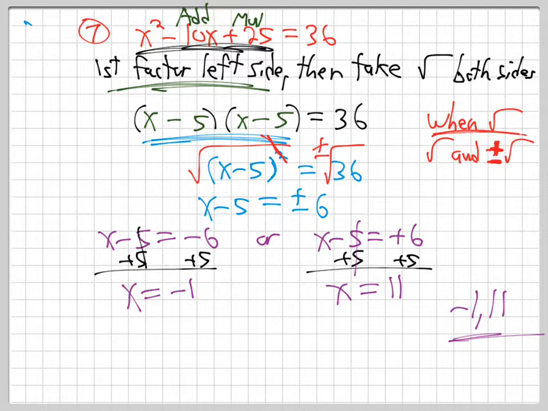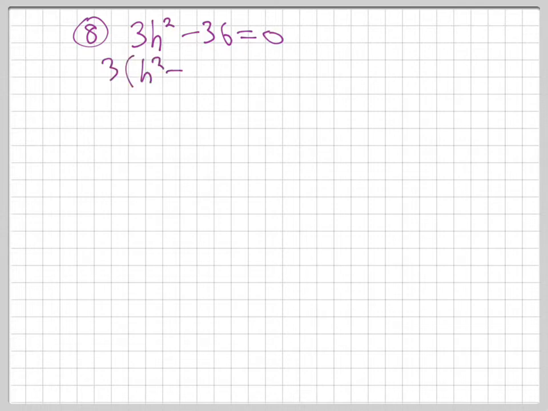All right. So let's keep moving. So number 8, 3h squared minus 36 equals 0. Try that one. Okay, so what's the first step? What do we take out? 3, yeah, they both have 3 in common, right? We get to that, so far so good. Now, this doesn't really factor, does it? Right? It kind of gets us stuck there.